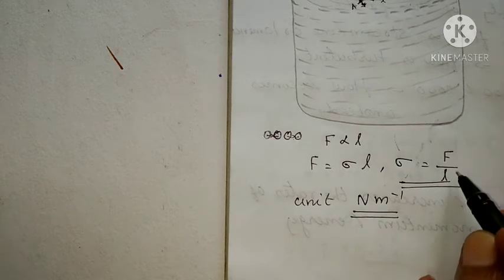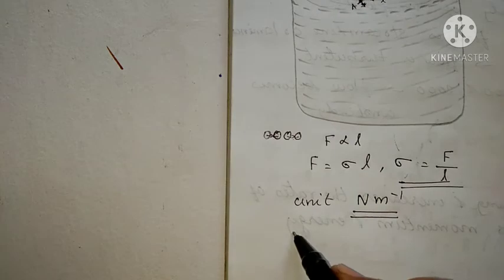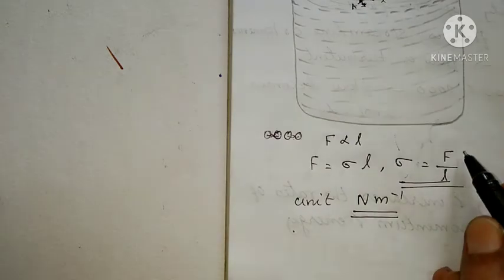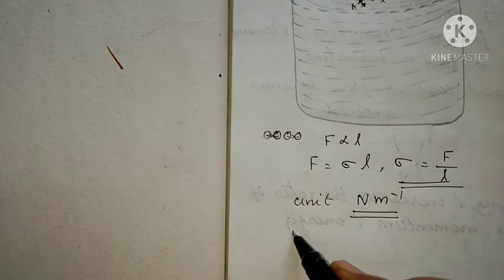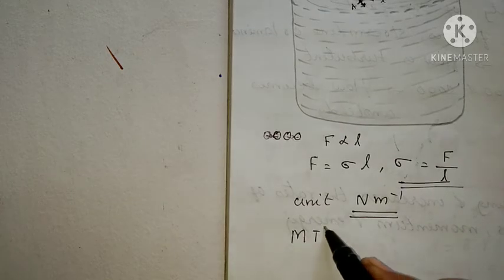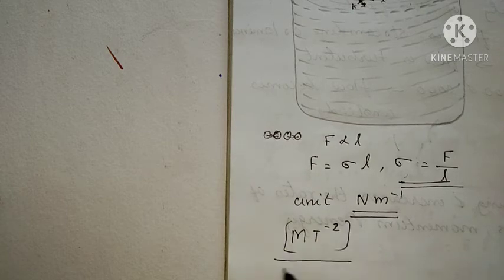And what is the dimension according to this? The dimension of force is MLT raised to minus 2, divided by L. So L and L will cancel, and the dimension is MT raised to minus 2. So this is the dimension of surface tension.